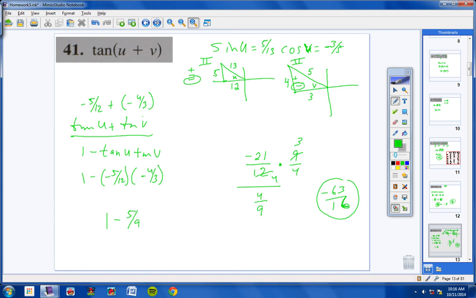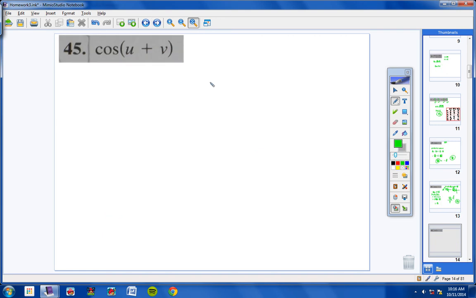Okay, number 45. Now I think, let me look in the book here, I think we've changed to different values. Yes, we have. Okay, so here we go. We're in quadrant 3 now. Sine of u is negative 7 over 25. This is all given to you in the directions, and then cosine of v is negative 4/5.